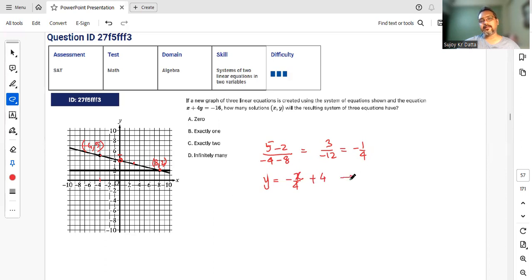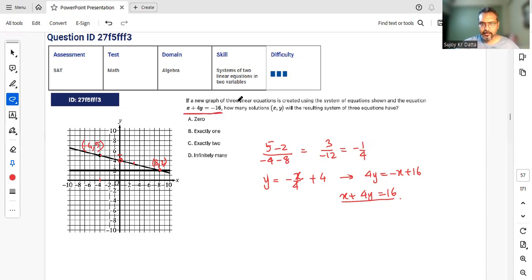So if I were to simplify, 4y is -x plus 16, or in other words, x plus 4y is 16. So that is my equation here, right? So that is not this equation, right? It's a different equation. So this equation is separate. There is x plus 4y equal to -16 as another equation.